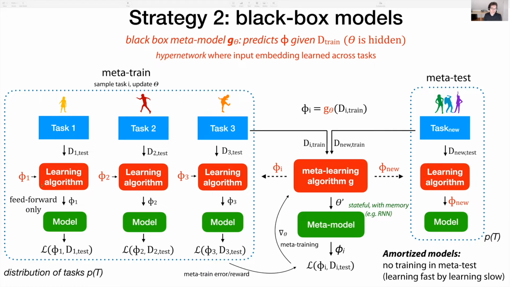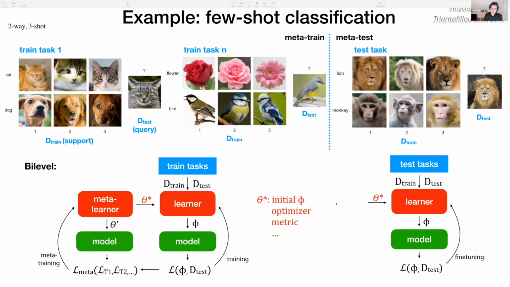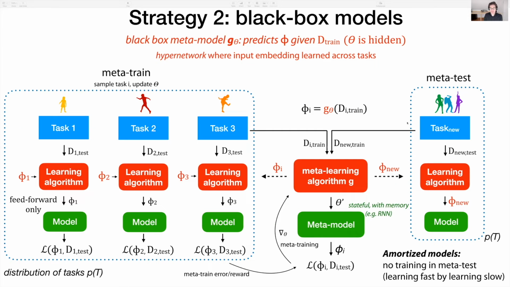So in this case, there's no learning happening on the per task level, only in the meta learner. When it's done training, it can then make predictions. So if there's a new meta test task, we give again the training data to the meta learner, which will then predict the optimal per task model weights. And then the learning algorithm will again feed forward, use them to build a model, and we're done. So there's no training or fine tuning happening anymore.